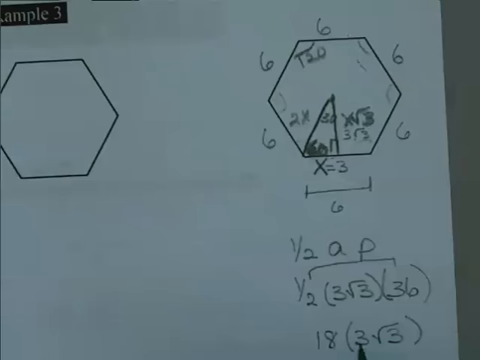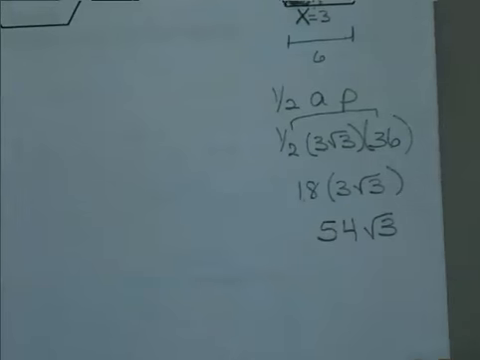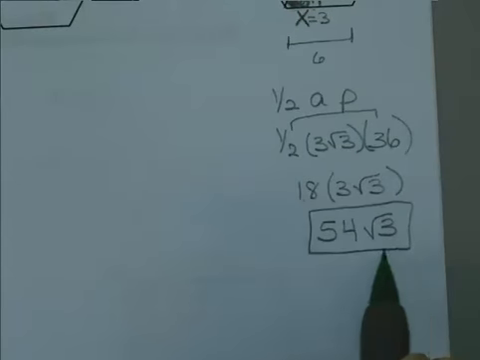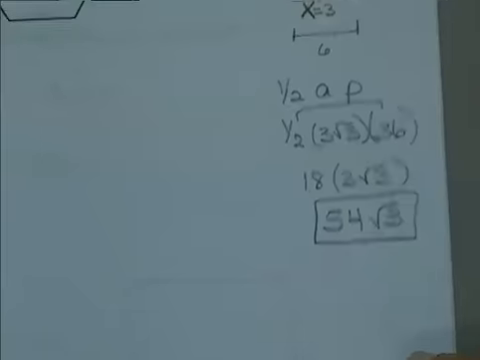18 times 3. Have you figured that out yet? It's 54 square root 3. I'm sorry, you can't see that. 18 times 3 is 54, so you have 54 square root of 3. All right, let's do one more, and that'll be the end of these notes.